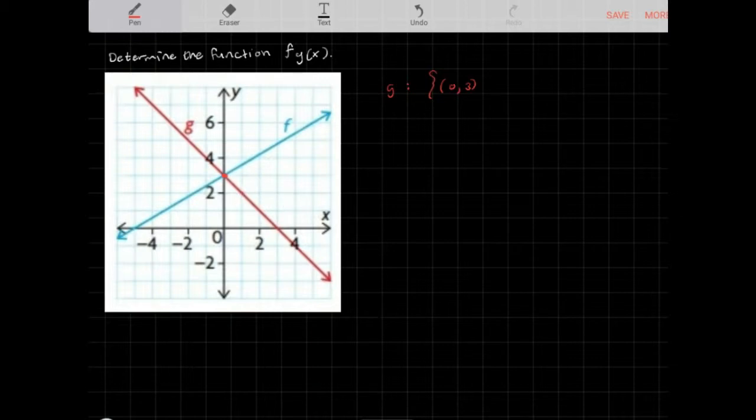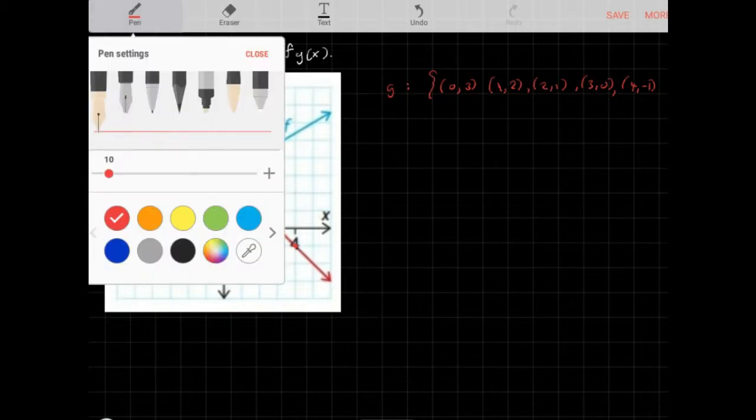Now there's also 1 and 2. There also looks like 2 and 1. And 3 and 0. And we can also look at 4 and negative 1. Right? So these ones are pretty straightforward. We don't need a lot of points, right? You can also look on the other way.